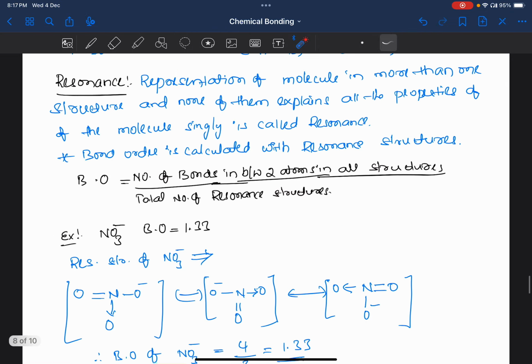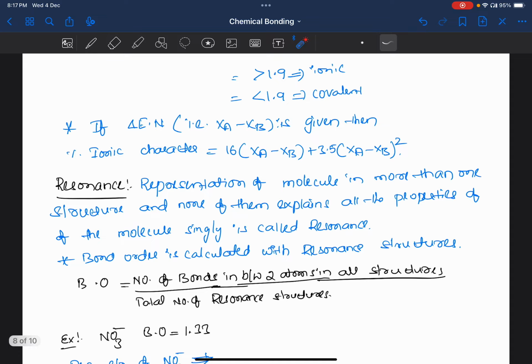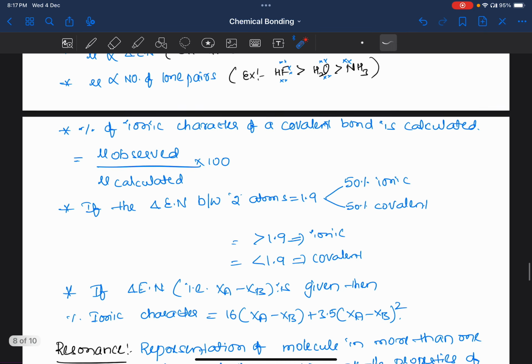So this is about bond order. Bond order is calculated with resonance structures, which is why I explained resonance. Okay, so this is enough.